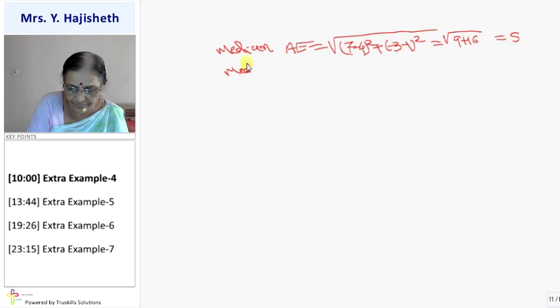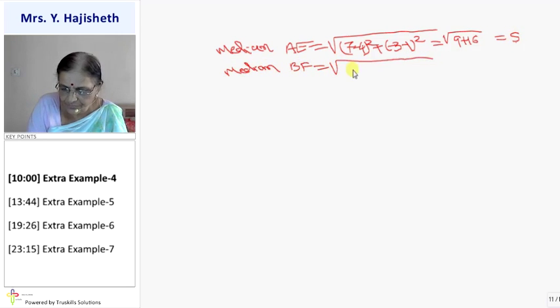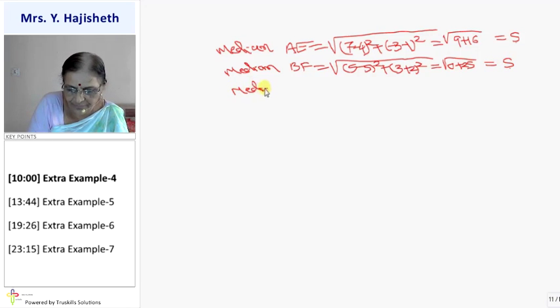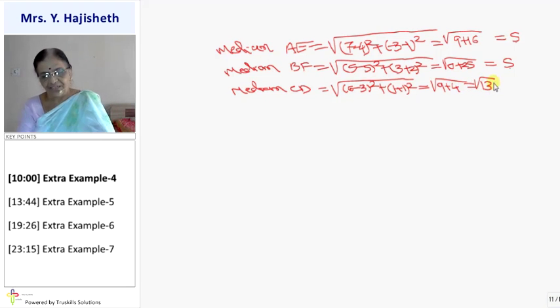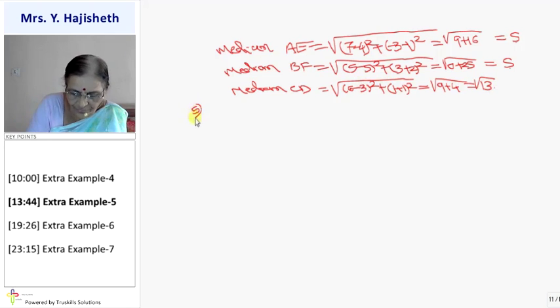Then median BF, वो क्या आया? Under root (5 minus 5) whole square plus (3 plus 2) whole square, that is also under root 0 plus 25 and that is also 5. देखा? एंड दो मीडियन तो सेम आए. एंड मीडियन CD वो क्या आया? Under root (6 minus 3) whole square plus (1 plus 1) whole square and that is under root 9 plus 4 and that is root 13. Clear? Clear?